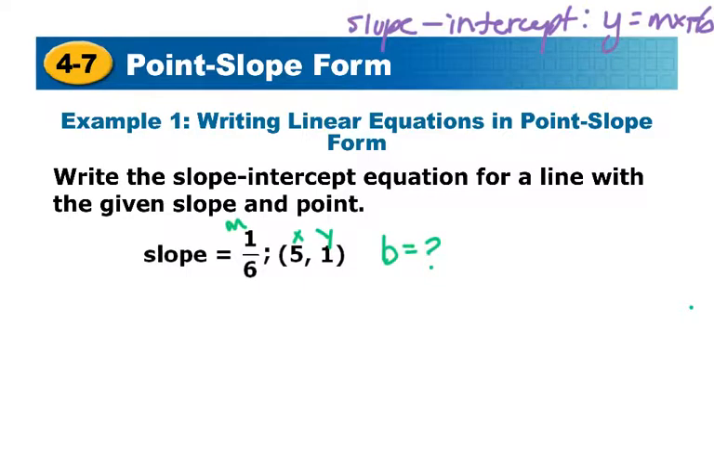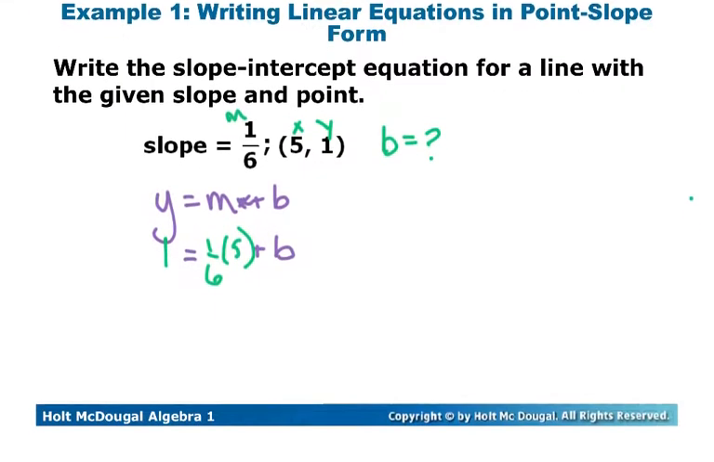Because of that, we're going to put that into the equation. Instead of a y, I'm going to put a 1. Instead of an m, I'm going to put 1/6. And instead of an x, I'm going to put a 5. You'll notice I put 5 in parentheses just because I know that I'm multiplying that one. So 5 times 1/6 is 5/6.